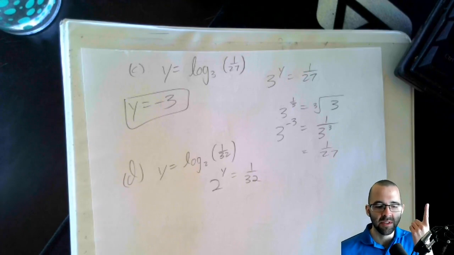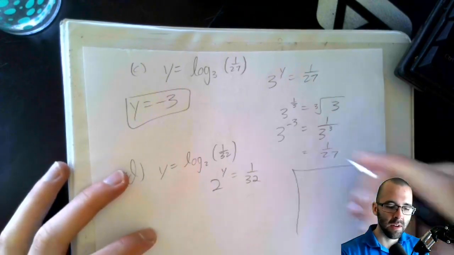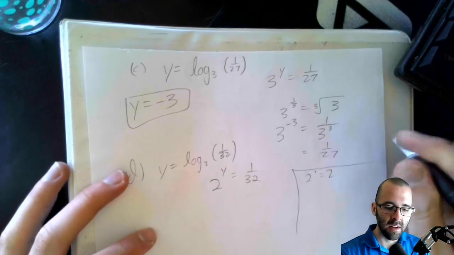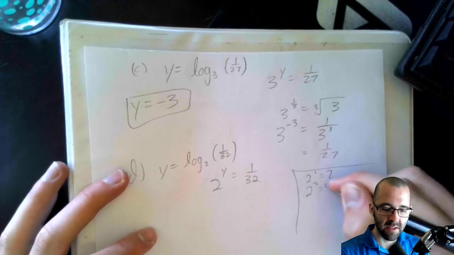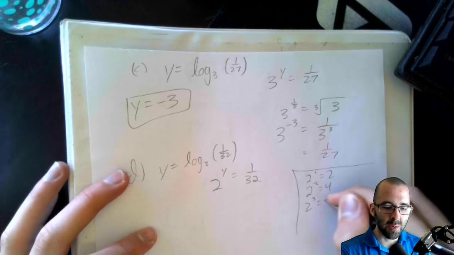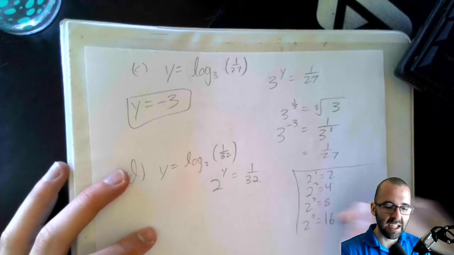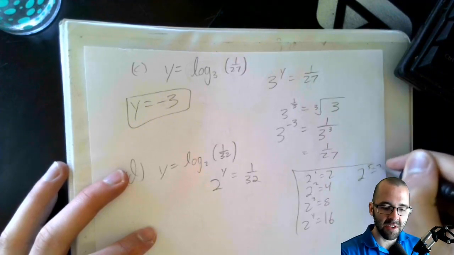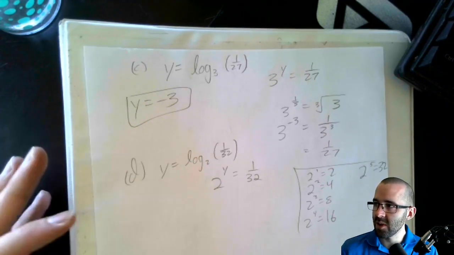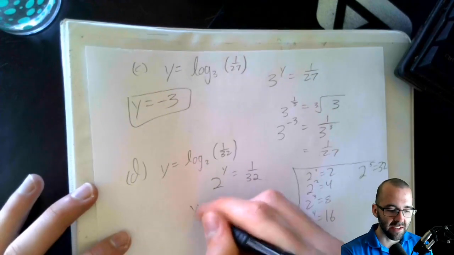2 to the first power is 2. Right? 2 squared is 4. 2 cubed is 8. 2 to the 4th is 16. 2 to the 5th is 32. That's close. So yeah, -5. Excellent.